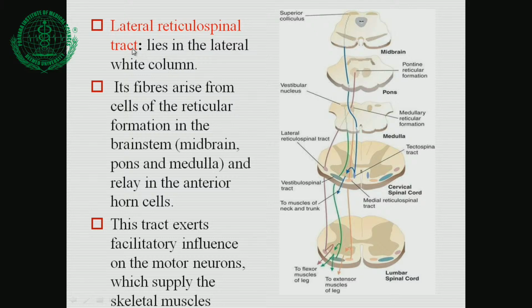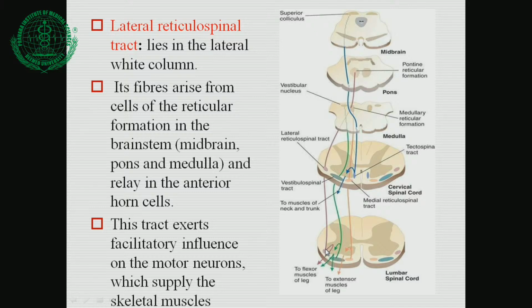medial reticulospinal tract. The lateral reticulospinal tract lies in the lateral part of the white column. Here is the lateral reticulospinal tract. Where does it lie? It lies in the lateral white column. Its fibers arise in the reticular formation of the brainstem: the midbrain, pons, medulla, and the fibers come downward and relay in the anterior horn cells. These tracts exert facilitatory influence on the motor neurons which supply the skeletal muscle.